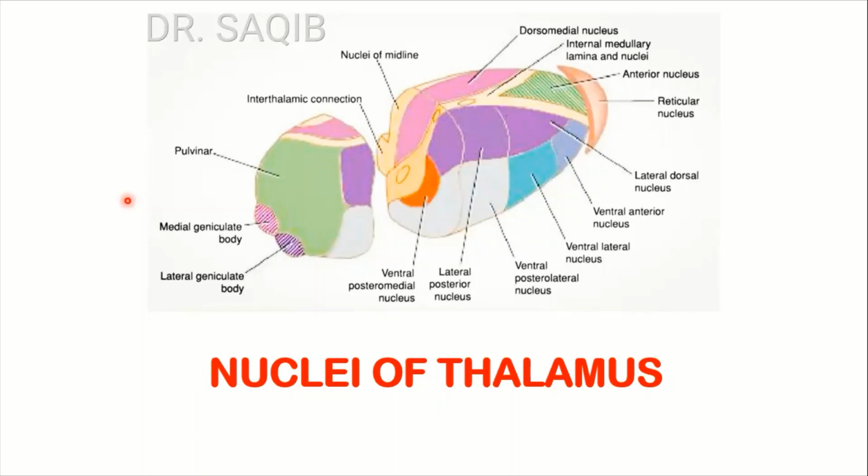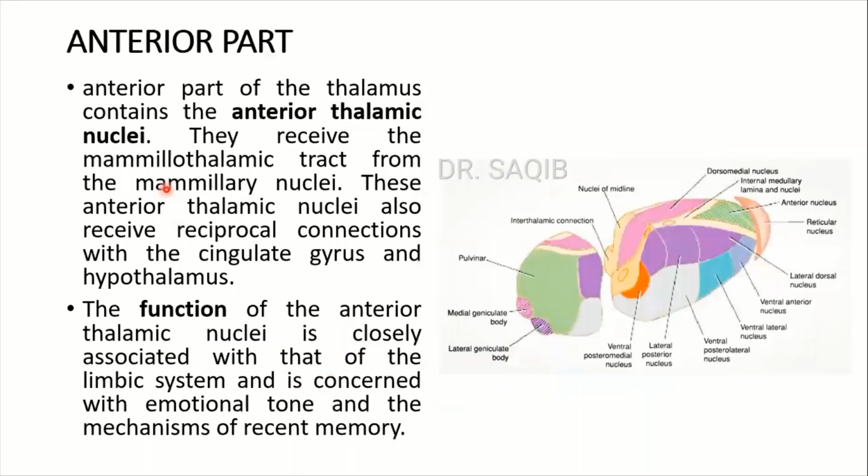So, this is the second of the series of lectures on the thalamus. The first was an introduction on the thalamus, and this is the nuclei of the thalamus. We discussed that there are three parts of the thalamus. And the first one is the anterior part.